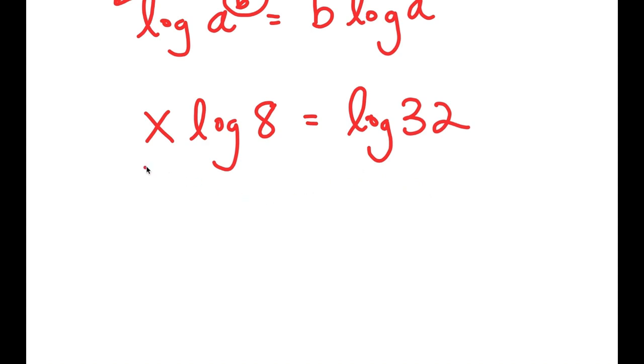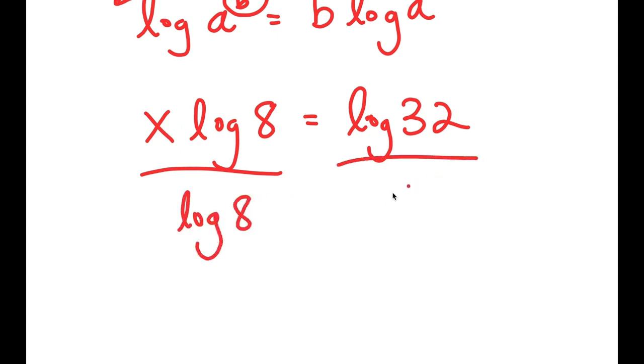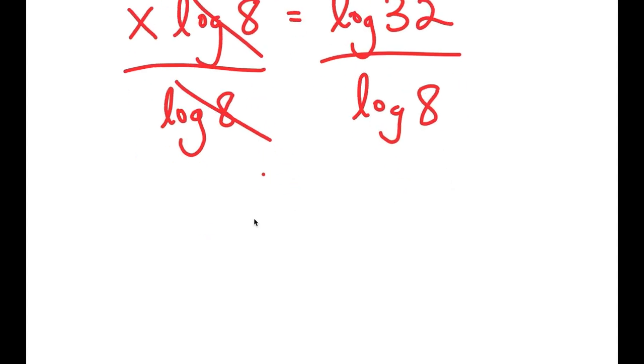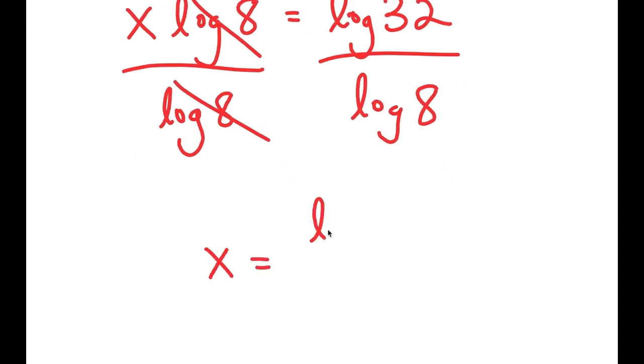Now, from here, I'm going to divide both sides by log 8 because we want to isolate x, that's what we're trying to find the value of. So now these two cancel out, and I get x is equal to log of 32 over log of 8.